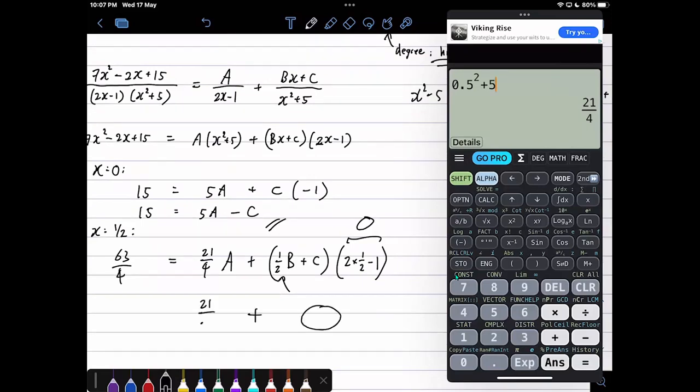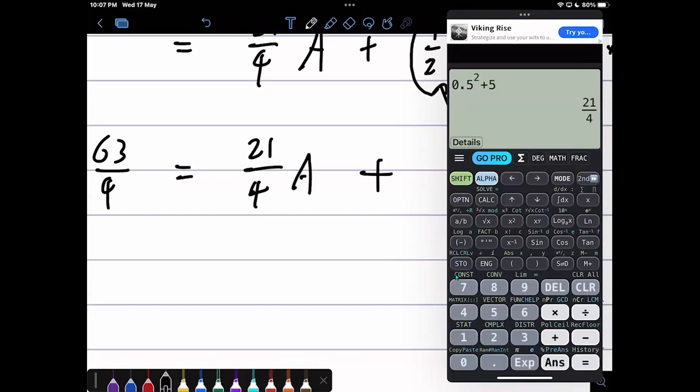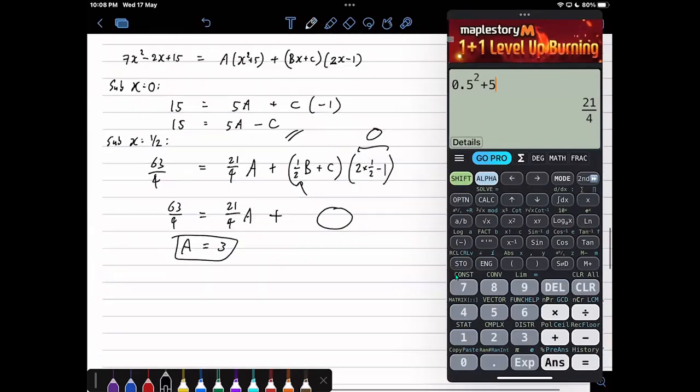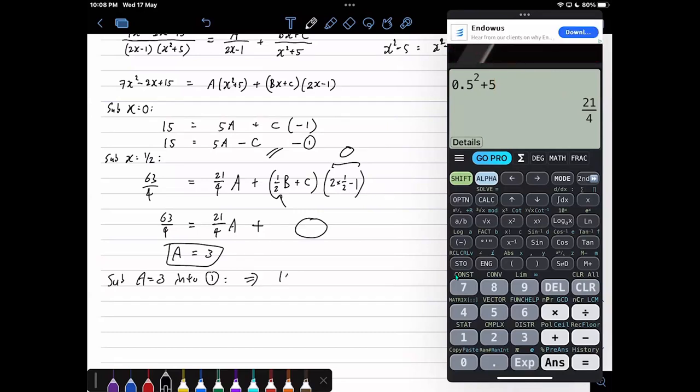Can solve for A, then sub into 15 equals 5A minus C. Yeah, let's think about it. So in this case, over 4, so we can times 4 on both sides, cancel away. A equals 3. 3 times 21 gives you 63. Okay, good. So you sub back into, let's call this equation 1. This gives me 15 equals 5 times 3 minus C, implying C equals 0. Okay, good.